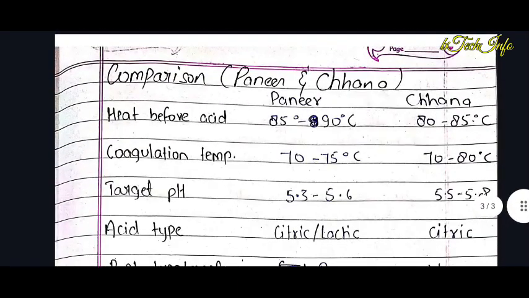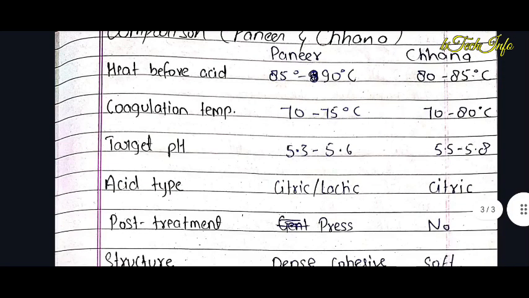Now we see the comparison of paneer and chena. Like heat before acid. So for paneer, the milk should be heated to 85 to 90 degrees Celsius, and for chena the milk should be heated up to 80 to 85 degrees Celsius. Coagulation temperature should be 70 to 75 degrees Celsius for paneer and 70 to 80 degrees Celsius for chena. Target pH should be 5.3 to 5.6 for paneer and 5.5 to 5.8 for chena.